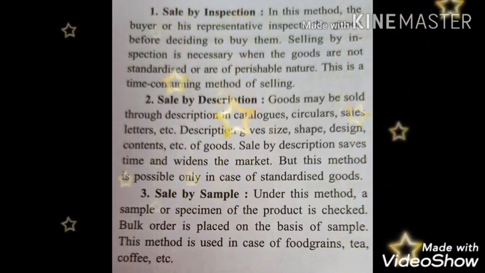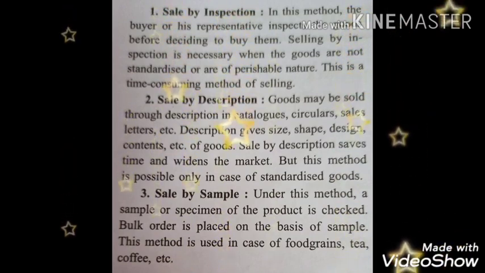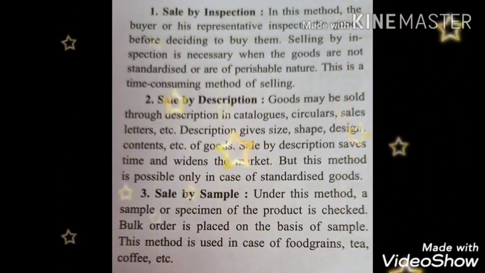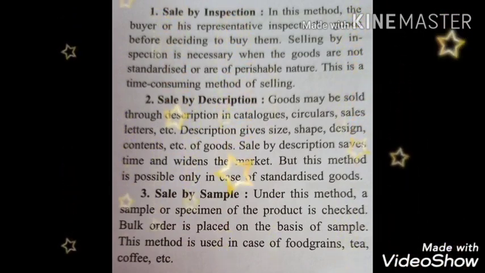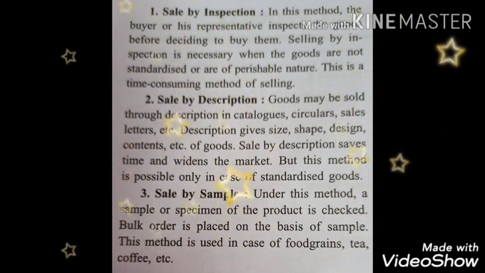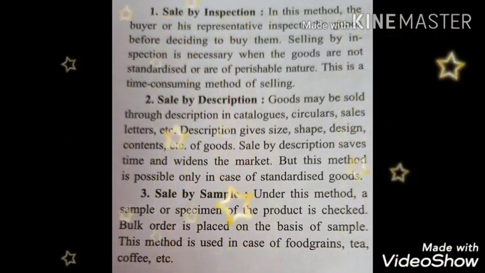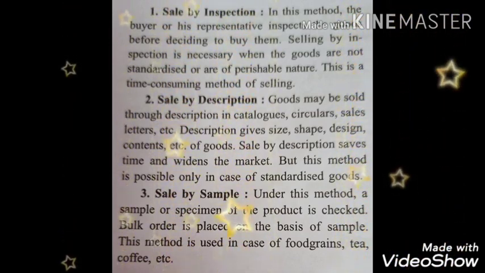So next is sell by description. So what happens in the sell by description? Goods may be sold through description in catalogs. Catalogs are given over there, and the buyer has to choose about the products, they have to know about the details and specifications. So they get the detailed description of the product.